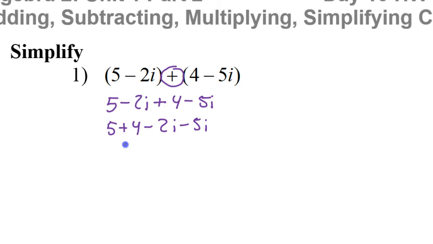So 5 plus 4 is 9. Negative 2i minus 5i is negative 7i. And that is your answer, 9 minus 7i.